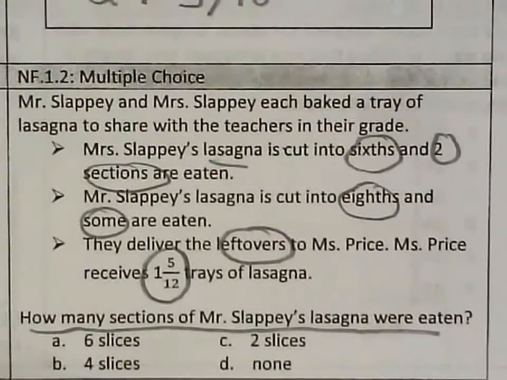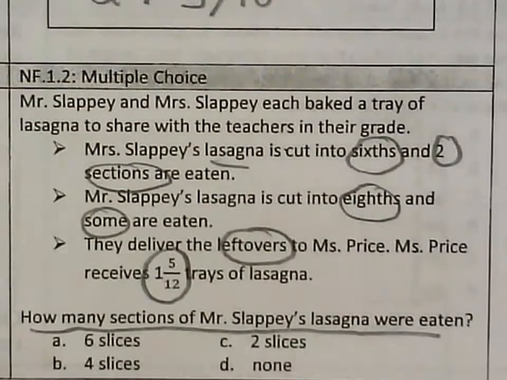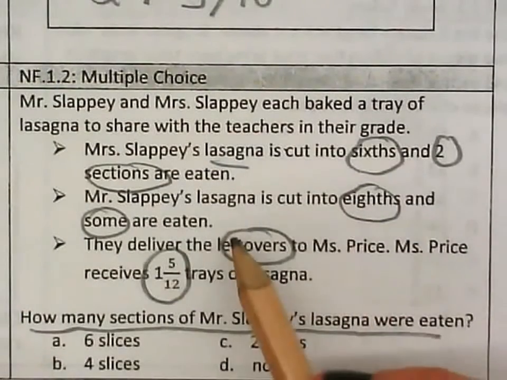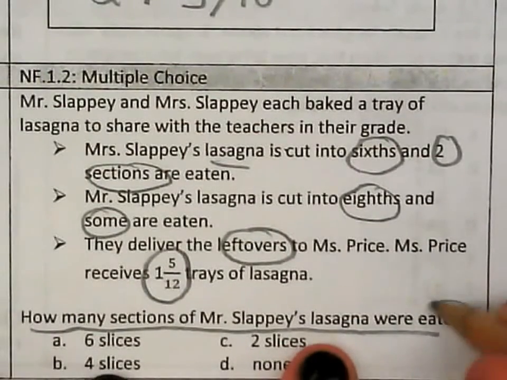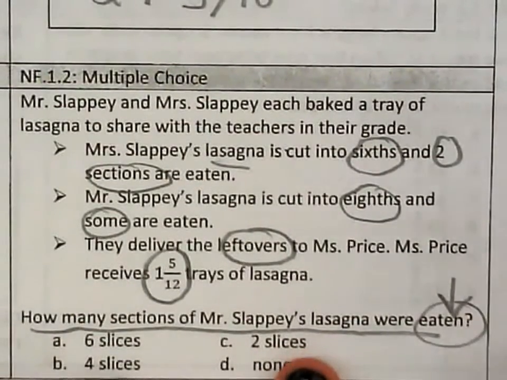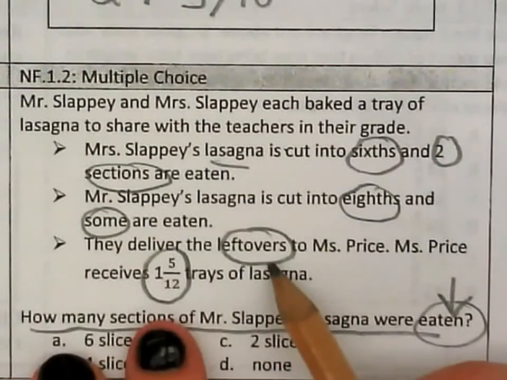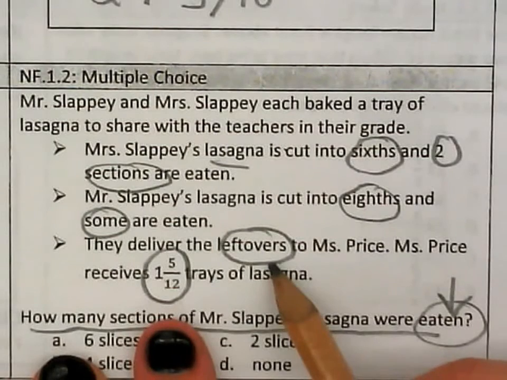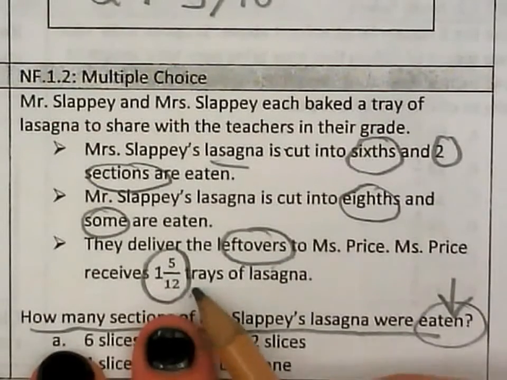So now I'm looking for an operation word. However, there are several operations that I'm going to need to do to solve this. The very first thing I need to do is look at each part and decide what they represent, keeping in mind that I'm solving for how many were eaten. So what I notice here is that 1 5/12 is leftovers, which is the part that was not eaten. I need to join together the parts that were not eaten to equal 1 5/12.